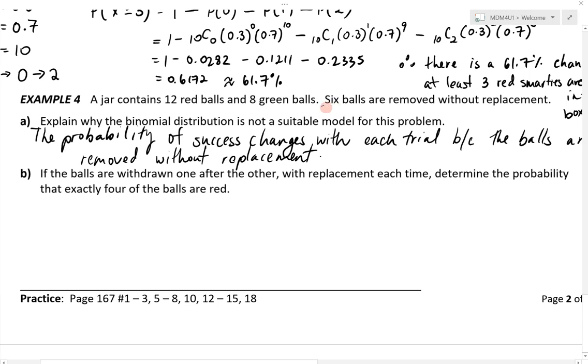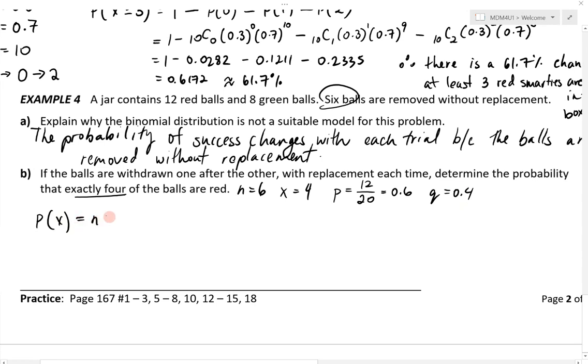So if we're removing 6 balls, let's figure out our values. So n is equal to 6. x is equal to 4, so you're going to find out exactly 4 outcomes are red. And the probability is going to be, well, if we had 12 red balls out of 20, it's 12 out of 20, which is 0.6, and the probability of failure will then be 0.4, because 0.6 plus 0.4 have to add up to 1.